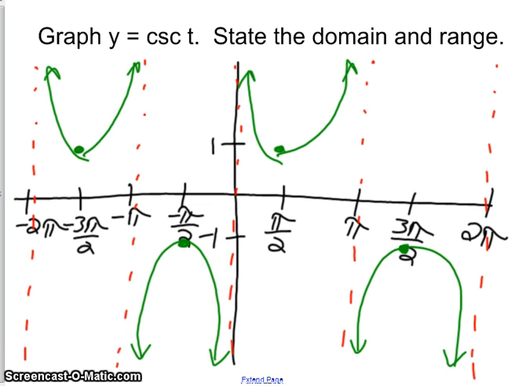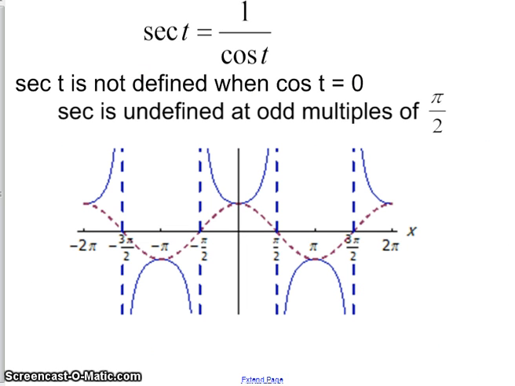So that is the cosecant graph. Okay, so now we're doing the secant graph. Secant is a reciprocal of cosine. So anywhere that cosine is 0, we've got vertical asymptotes. And cosine is 0 at odd multiples of pi over 2.